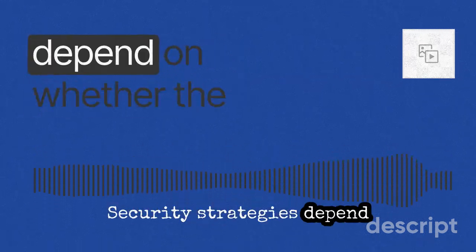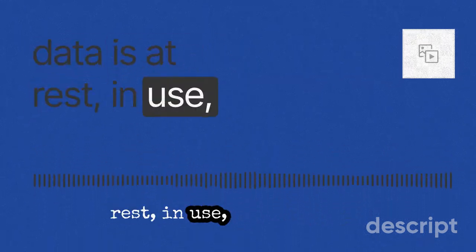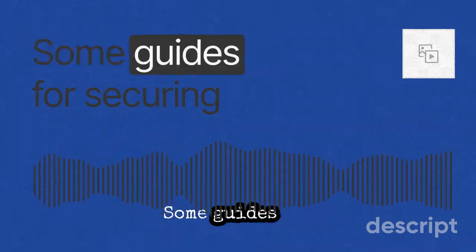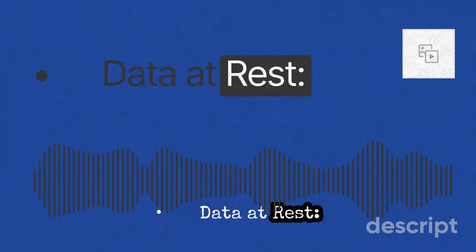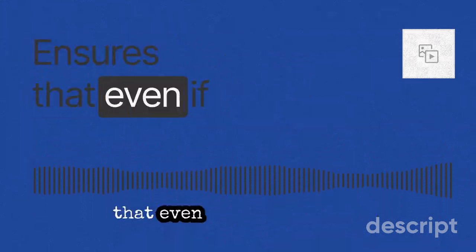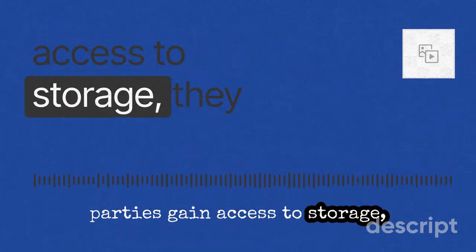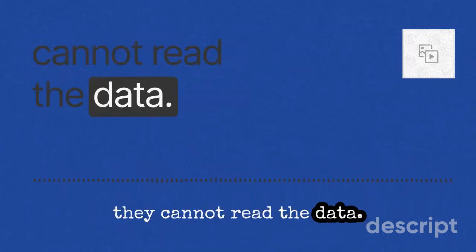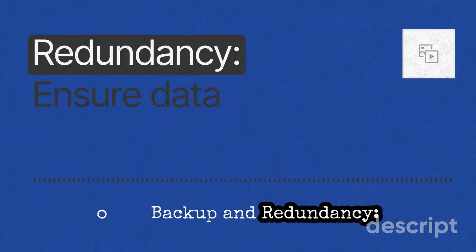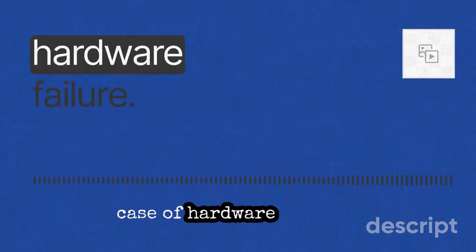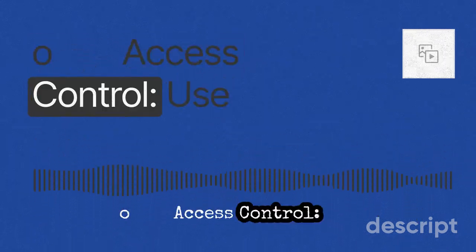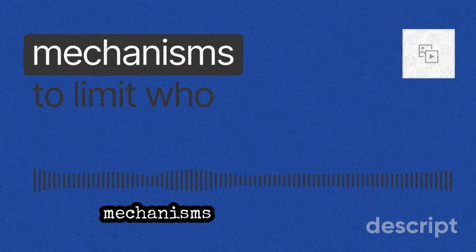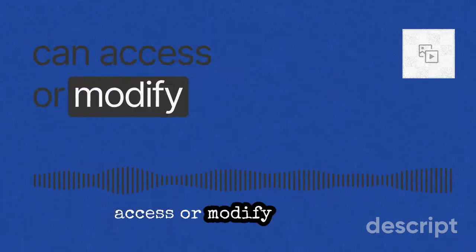Security strategies depend on whether the data is at rest, in use, or in transit. Some guides for securing data: for data at rest, encryption ensures that even if unauthorized parties gain access to storage, they cannot read the data. Backup and redundancy ensure data is safe even in case of hardware failure. Access control: use strict access control mechanisms to limit who can access or modify the data.